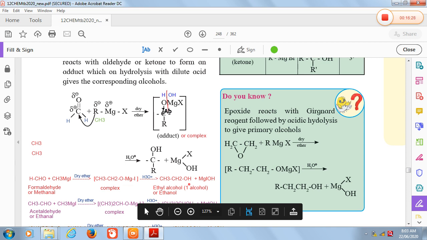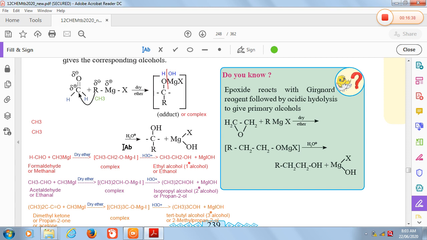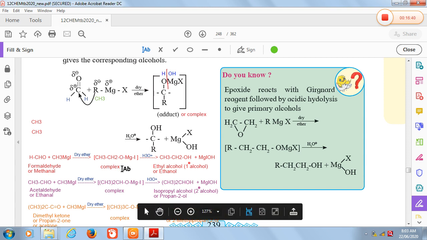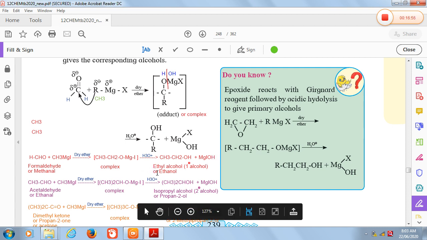So here I have written that. That is the adduct, because the carbon is attached with two hydrogens. This is CH2. And then if we break this OMgI by hydrolysis in the presence of acid, this CH3CH2O becomes OH, and MgI becomes Mg(I)OH. So we get ethyl alcohol or ethanol, that is a primary alcohol, when we take formaldehyde as a reactant or aldehyde.